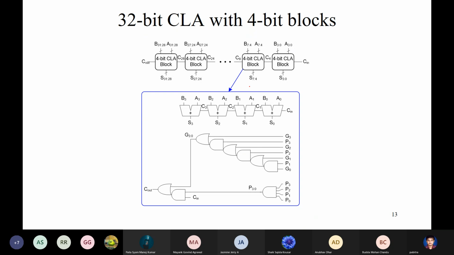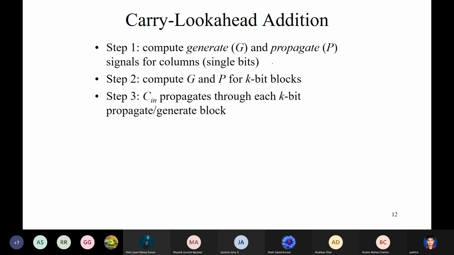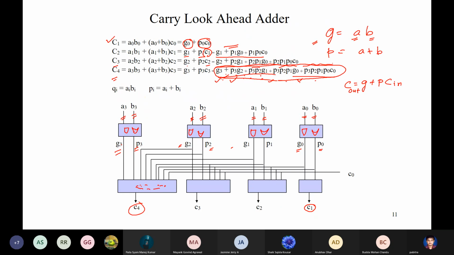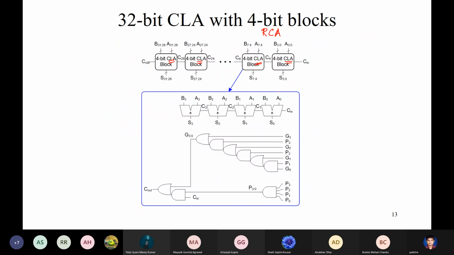Okay, so what we have is kind of a hybrid of a ripple carry and a carry look ahead. So we have a hybrid of a ripple carry adder and a number of CLA blocks, carry look ahead blocks. The final output of these CLA blocks is C4, and these blocks are cascaded as a ripple carry adder.